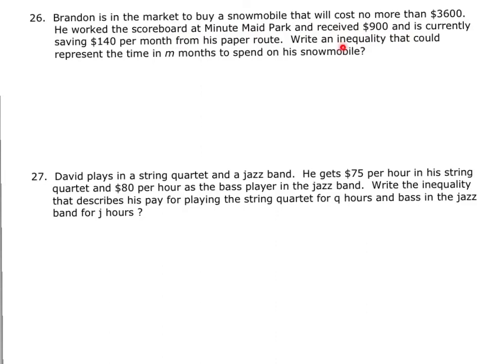So we're going to write the inequality. What I do is I give it some labels. I say how much he earns or has, or his money, and then what the cost of the snowmobile is. Okay. So the cost of the snowmobile at most is $3,600.